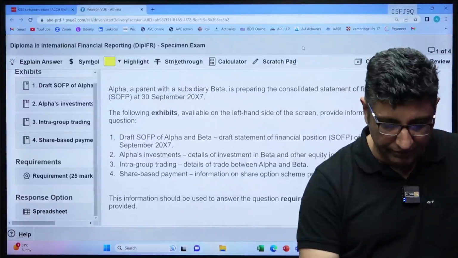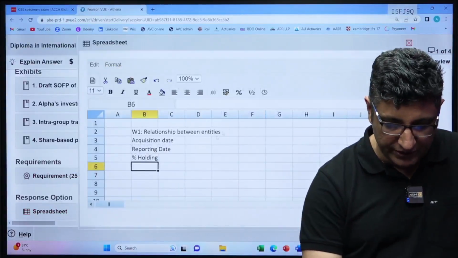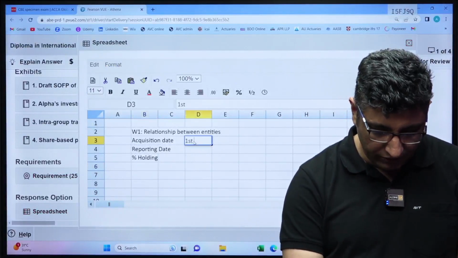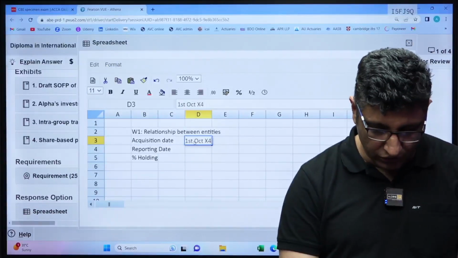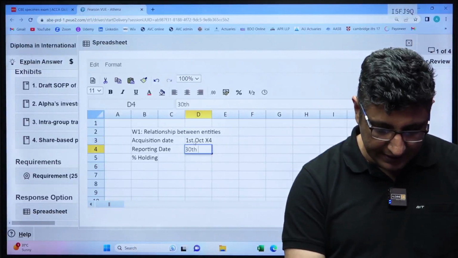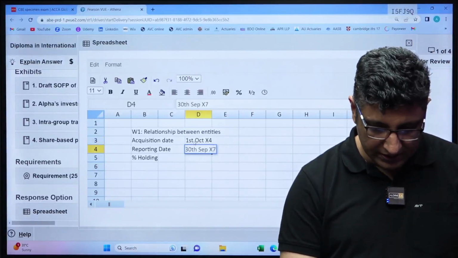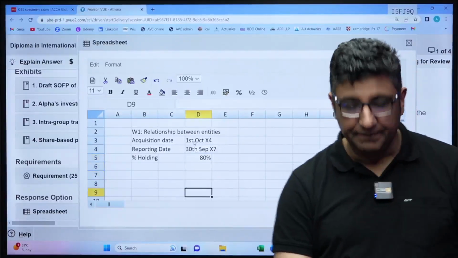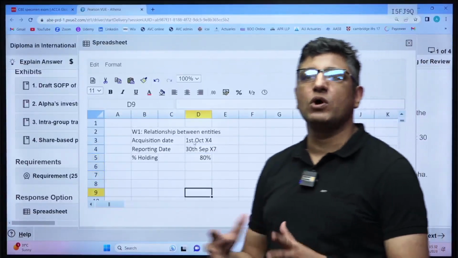I'm just taking that information and I want to use it in my spreadsheet. So I'm looking at my acquisition date, which is 1st of October 20X4, and this is 30th of September 20X7. And the percentage could be any number. Let's say for the sake of argument, it is 80%. So I've just tried to create one small working.